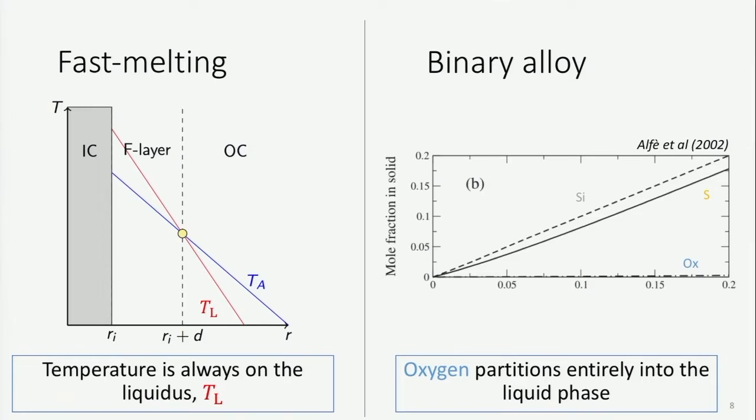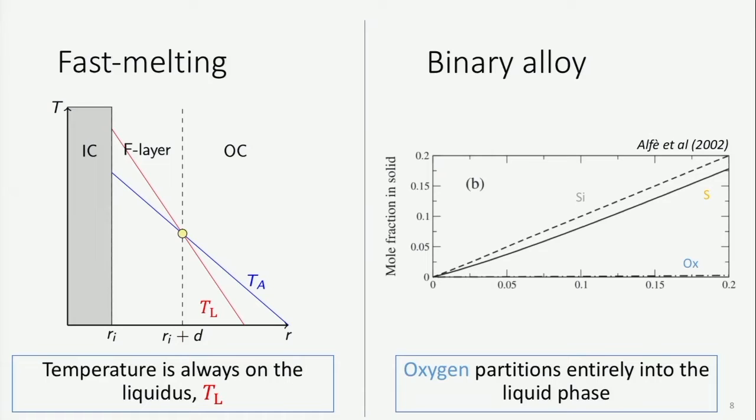In order to formulate the slurry problem, which is quite a complicated system, I've had to make use of two approximations, the first of which is fast melting. If you consider an infinitesimal volume of fluid, it will either contain solid phase or liquid phase, and there's nothing in between. Because we have this phase equilibrium between the two phases, the temperature will always follow the liquidus within the F layer. And as I mentioned earlier, the outer core will be following an adiabatic temperature profile.